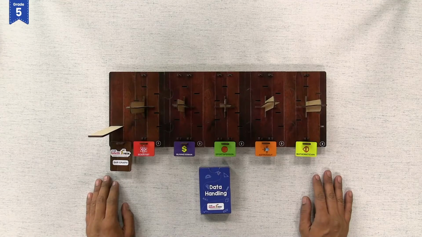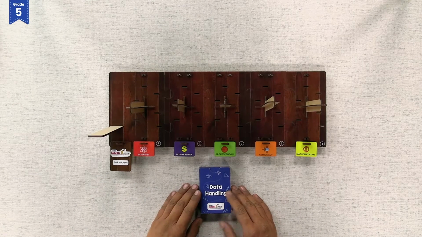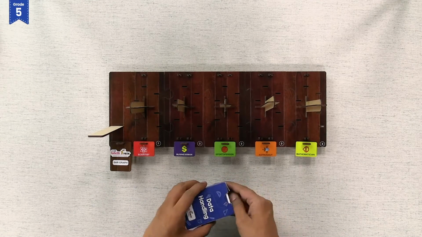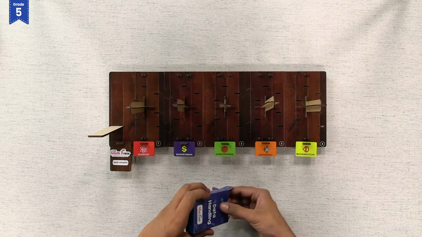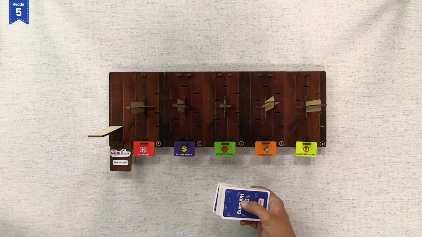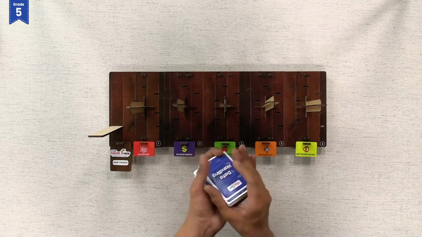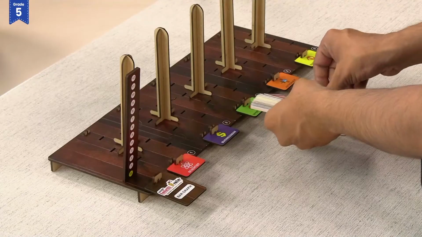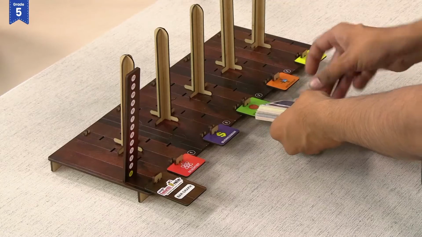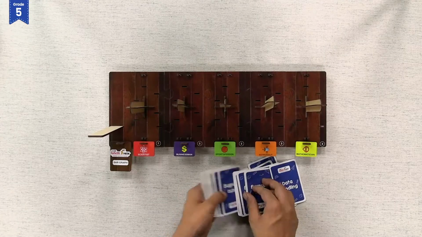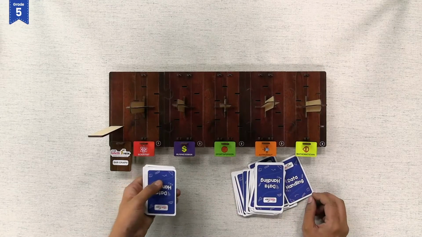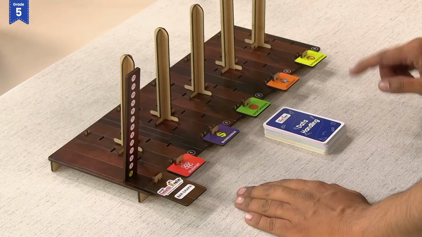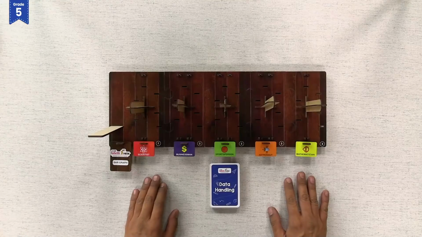Let us now collect data from the data cards. Take out all the data cards from the data handling box and shuffle them thoroughly and draw out 40 data cards and keep the rest of the cards aside. These 40 cards are our data in hand.